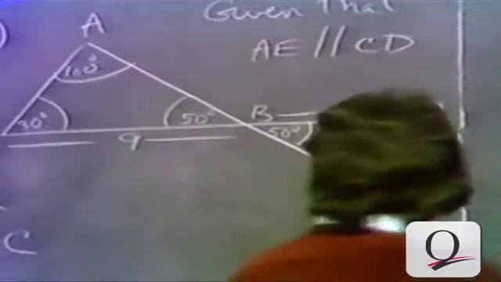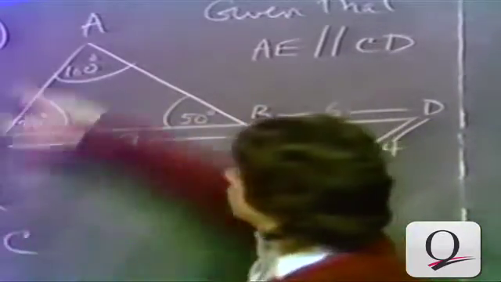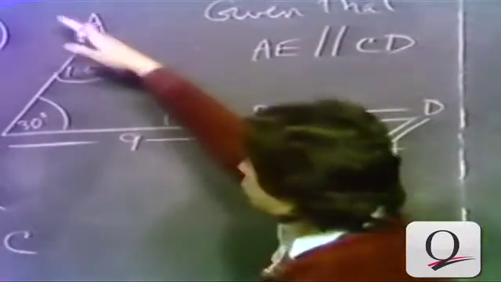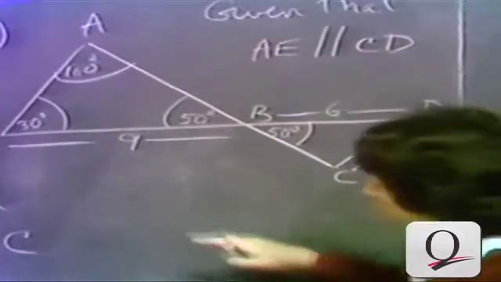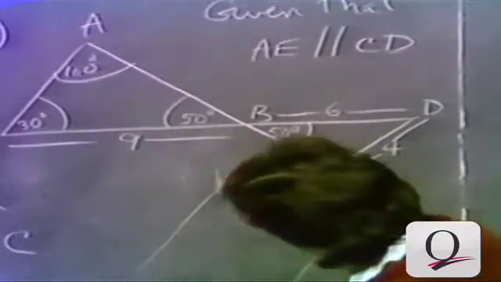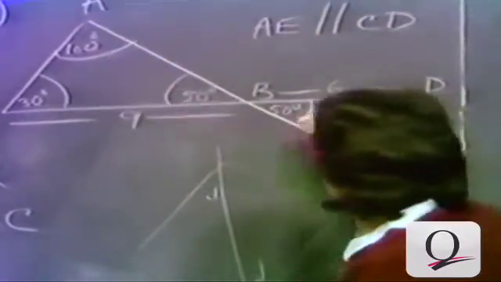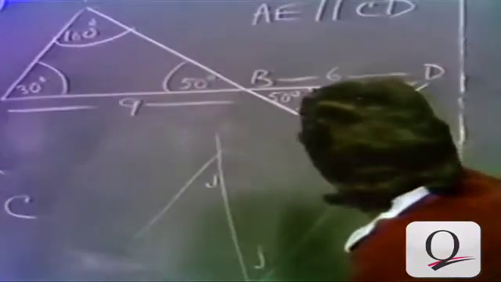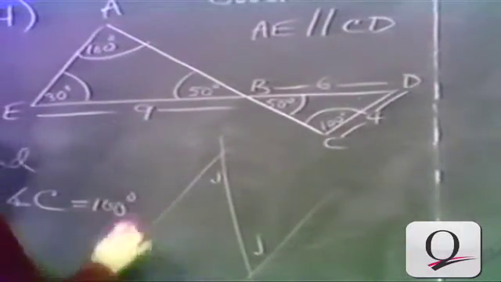Now we're looking for angle C, but we know that CD is parallel to AE. Think of these as parallel lines, and AC is a transversal which cuts them. The alternate interior angles are equal. We have a situation like this. These angles are equal. So this is 100 degrees. Angle C is also 100 degrees. And that answers the first part. Angle C, 100 degrees.